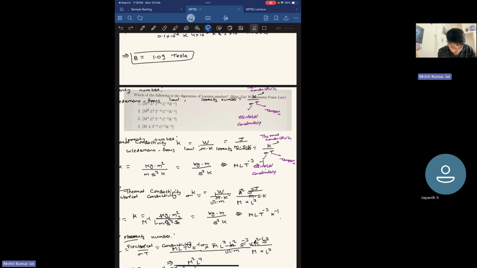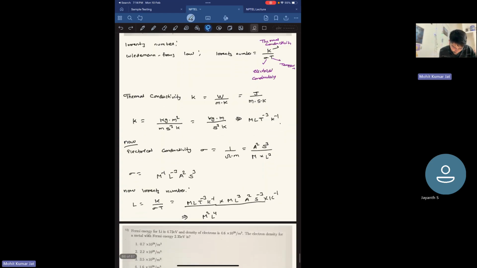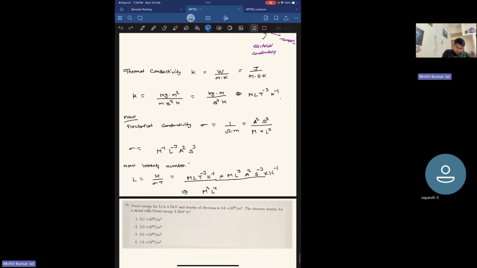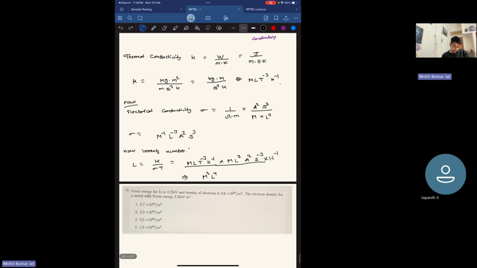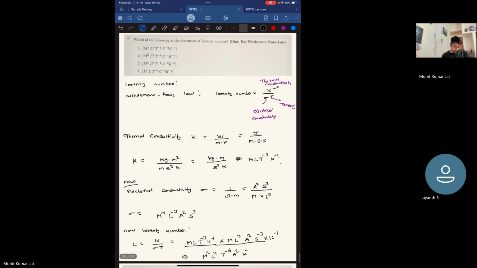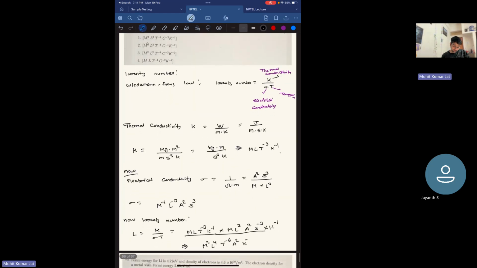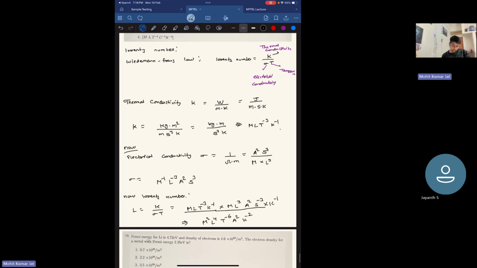Undo, undo. Yeah. So we have it as saved. So m square L to the power 4, and then m t to the power minus 6 ampere square Kelvin minus Kelvin minus 2. Okay.